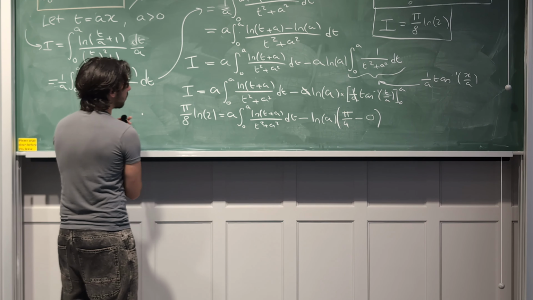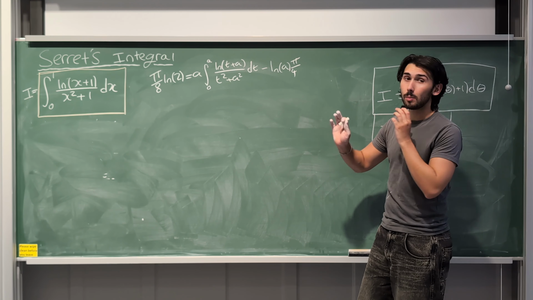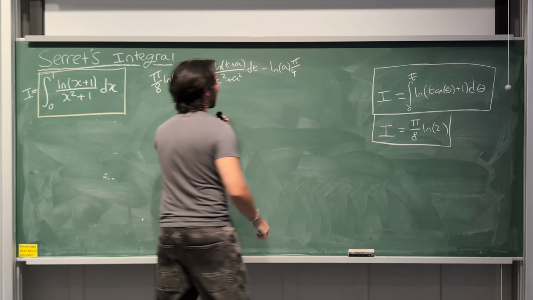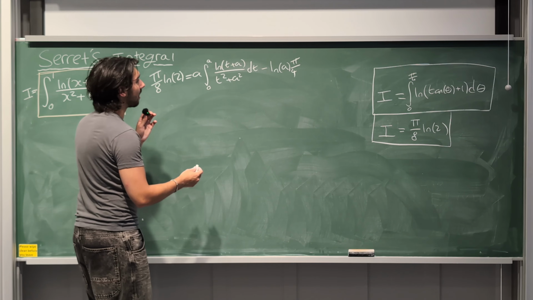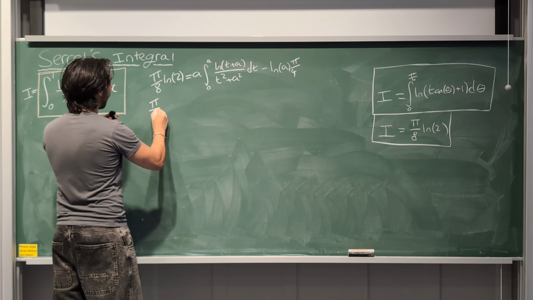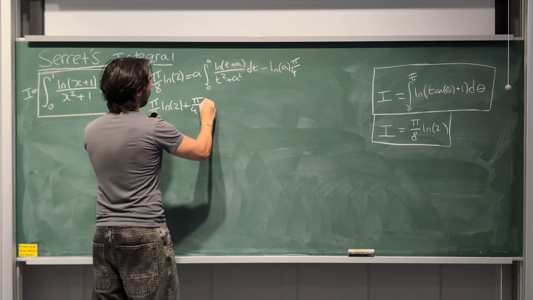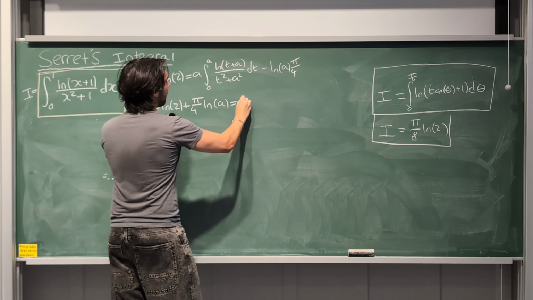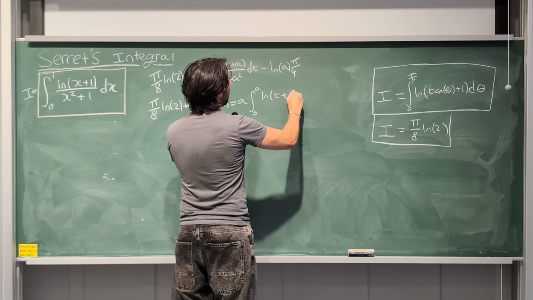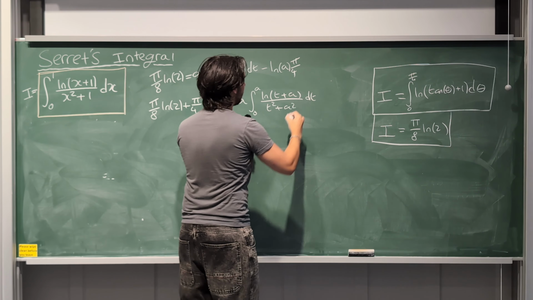So now, let's go back to the top. So we're back at the top, we can keep going. We're just trying to work out what this middle integral is, so we just have to simplify everything. If we get that on its own, let's add the natural log of a times pi over 4 to both sides. We have pi over 8 times the natural log of 2 plus pi over 4 times the natural log of a equals a times the integral from 0 to a of the natural log of t plus a over t squared plus a squared dt.